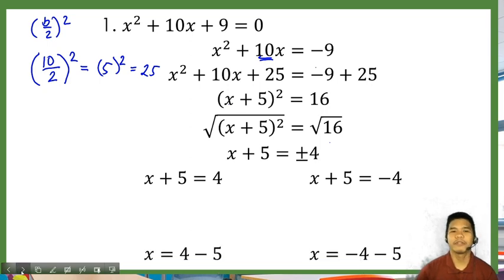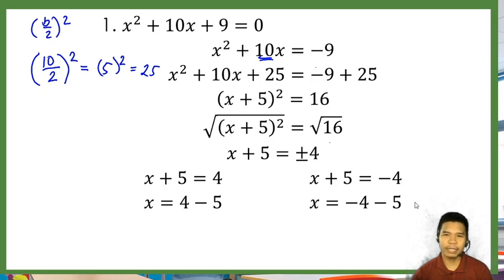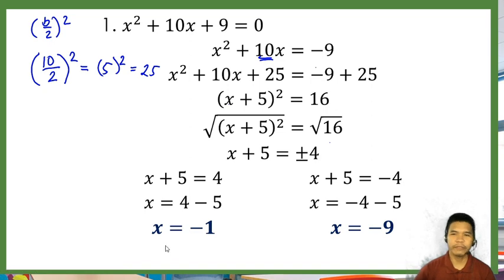And then we solve for the value of x. So, nilipat na lang natin yung positive 5. So, that will become x equal to 4 minus 5. Dito naman sa kabila, ganun din. Nilipat na lang yung positive 5. So, that is x equal to negative 4 minus 5. And then we simplify the 2. 4 minus 5 is equal to negative 1. So, the first value of x is equal to negative 1. And negative 4 minus 5 is negative 9. So, the second value of x is equal to negative 9. Okay, so those are the solutions of x squared plus 10x plus 9 equal to 0.